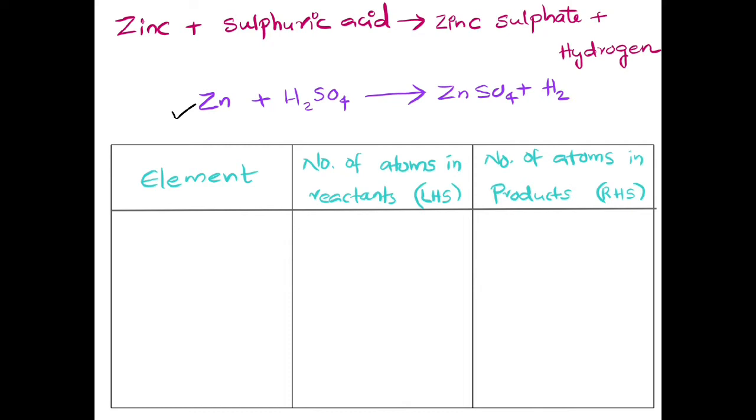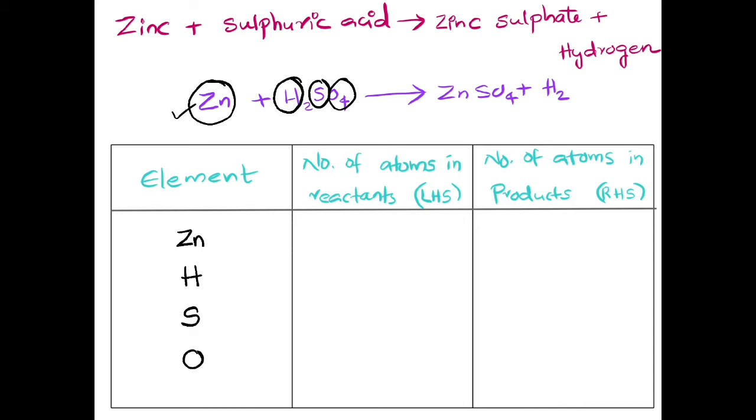The first step that you have to do is write down the elements in this chemical equation. So let's write it down. There is zinc, next there is hydrogen, next one is sulfur, and the last one is oxygen. So these are the four elements in this chemical equation.